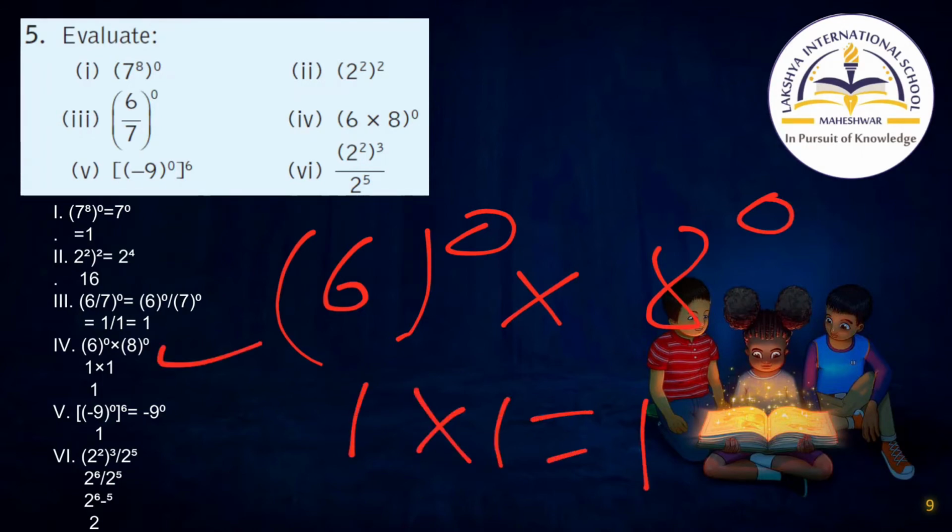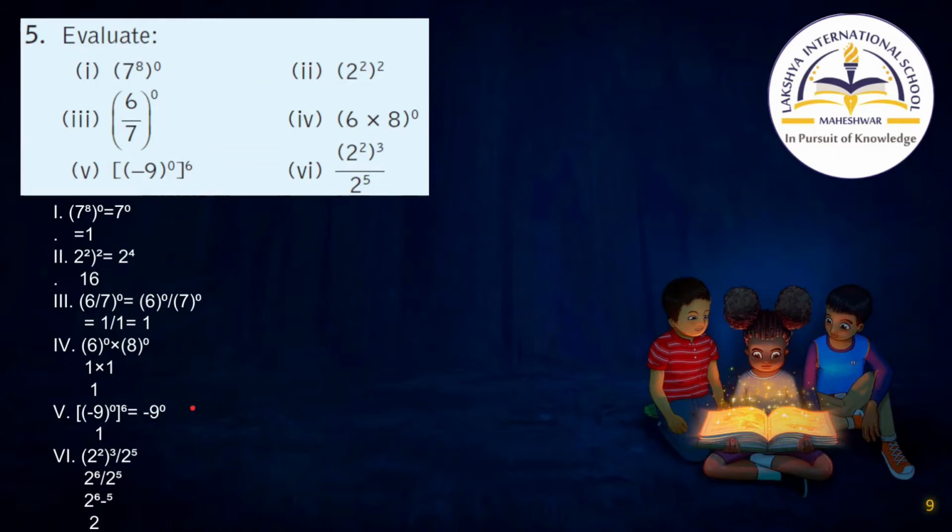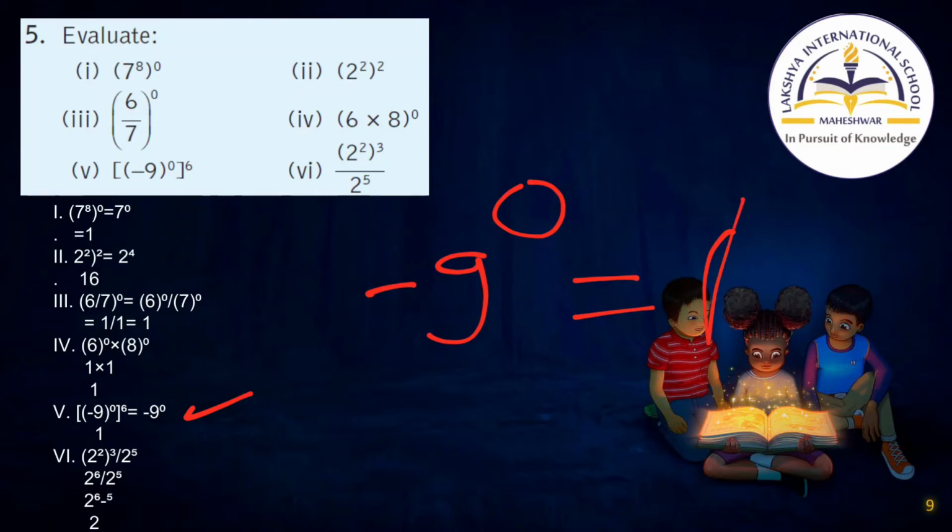Now here also 0. Same as question number 1, (-9) to the power 0 into 6 to the power 0. Any number with power 0, we will get the answer 1, whatever the negative value or positive value.